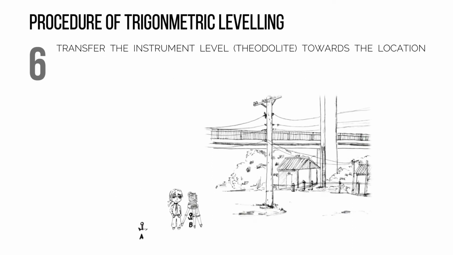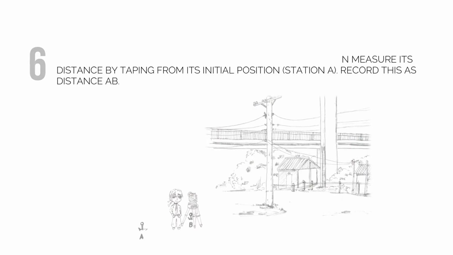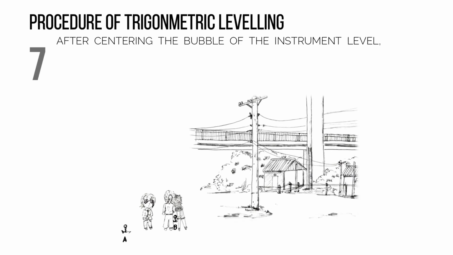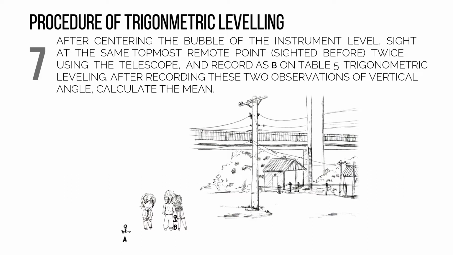Transfer the instrument level or theodolite towards the location of the remote point and designate it as Station B. Then measure its distance by taping from its initial position or Station A. Record this as distance AB. After centering the bubble of the instrument level, sight at the same topmost remote point cited before, twice using the telescope, and record as beta on Table 5 Trigonometric Leveling. After recording these two observations of vertical angle, calculate the mean.